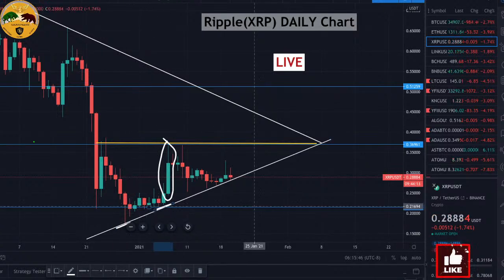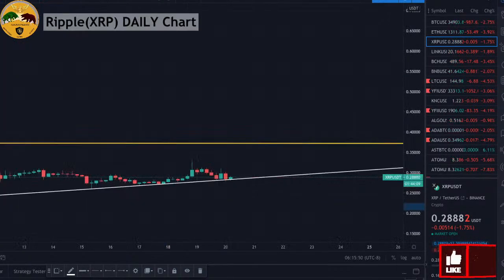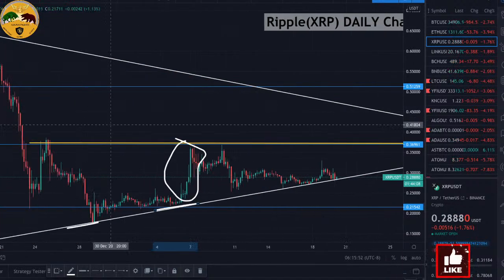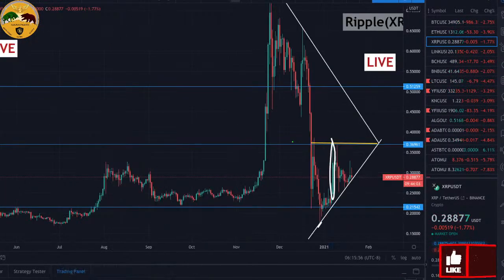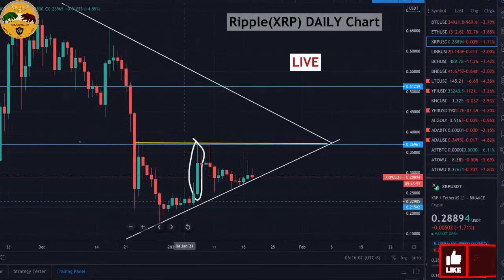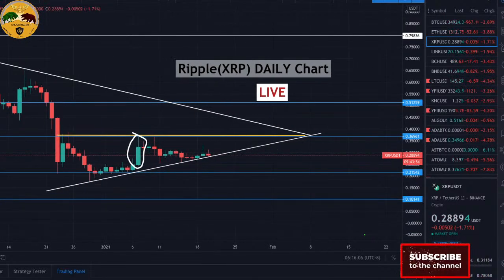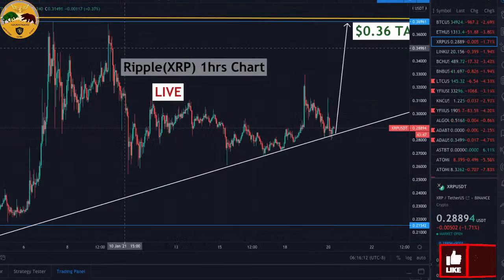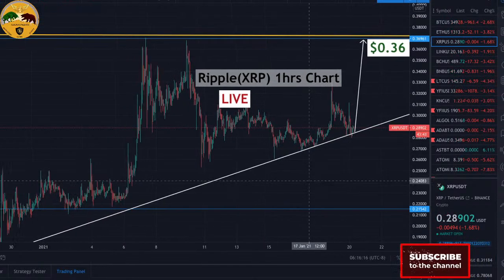If I go back to the 4 hours chart, I will show you a pattern called the inverse head and shoulder, and that inverse head and shoulder is forming right now on XRP. That is what we're going to see taking up, right? So if I come closer, let me look at the 1 hour chart. I think the 1 hour chart will give us a clear view of this inverse head and shoulder.